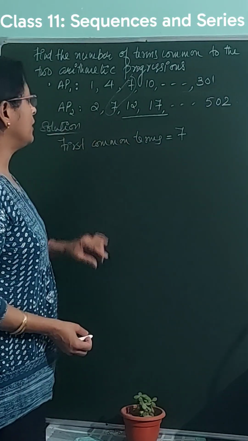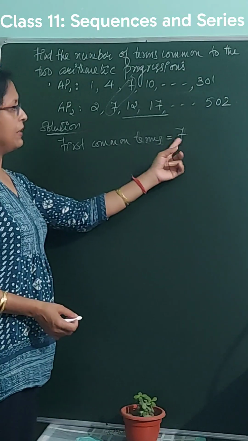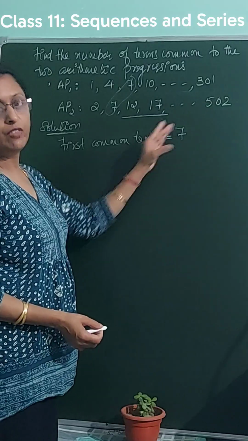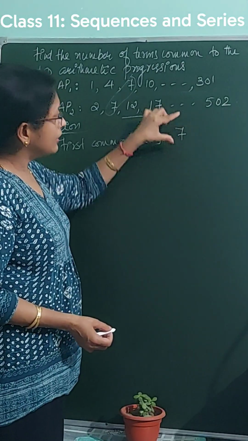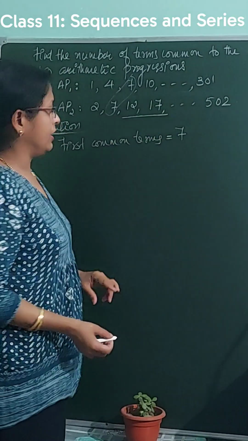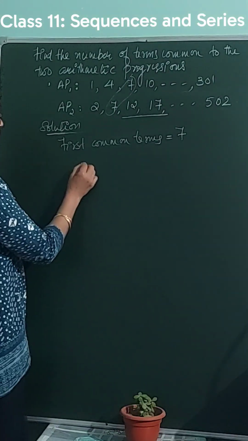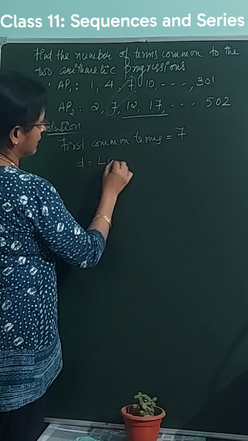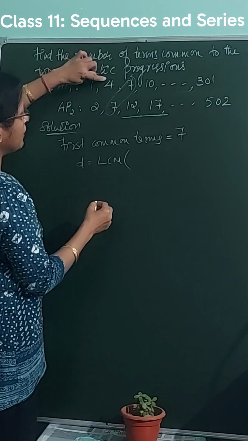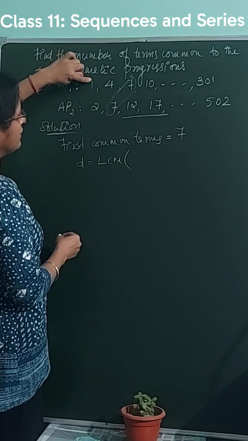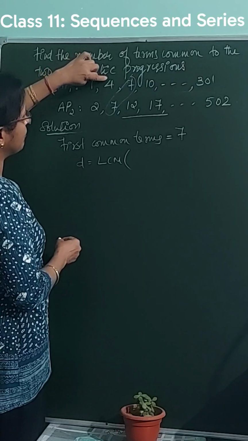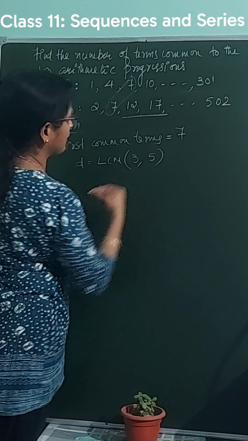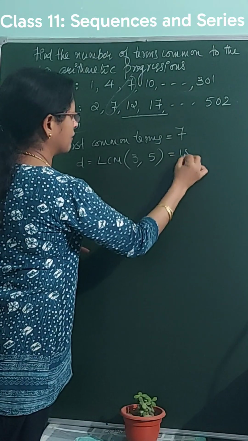So to find the next common term of this AP consisting of only the common terms, we need the common difference of the series of common terms only. The common difference D of the series of these common terms will be the LCM of the common differences of these two APs. This AP has common difference 1 plus 3 is 4, 4 plus 3 is 7, it is 3, and this AP has common difference 5. So LCM of 3 and 5 is 15.